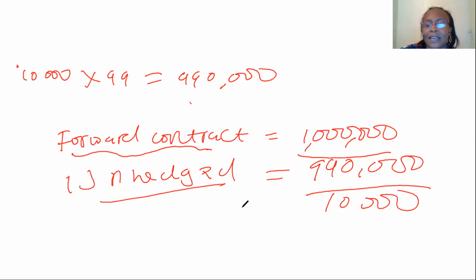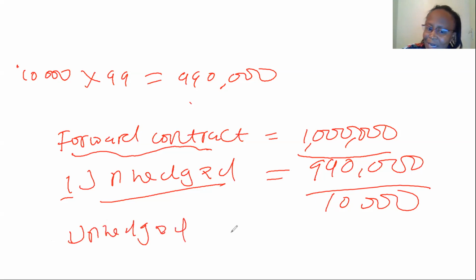If you remain unhedged, you are going to get 990,000. The unhedged position is not that it will make losses all through. Things might not work out and the rate might go to your favor. It might go to 102, 103. This might be the buying price, this might be the selling price. It's not that all the time if you don't hedge, you will make losses. We said that you can make losses and you can make gains.